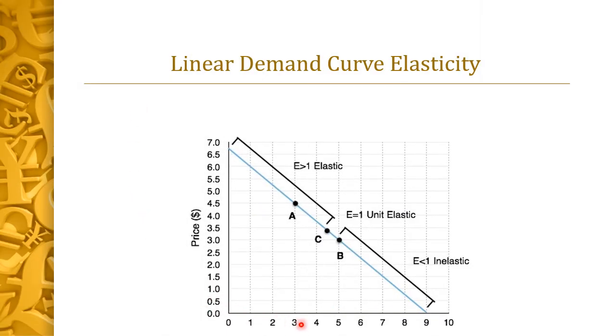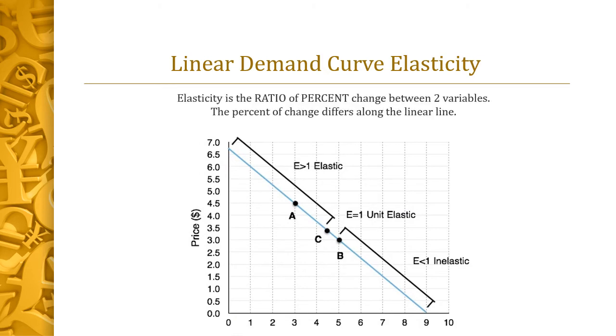Let's take a look at these linear lines. Now, one of the things you might have noticed right away is that there are 3 different elasticities on the same line. That's because the line is straight. One thing we have to remember is that when we're talking about elasticity, it is the ratio of the percentage of change. A slope is going to be the same all the way down, but it's not looking at the percentage of change between 2 variables. So that percentage is going to change all the way up and down this.